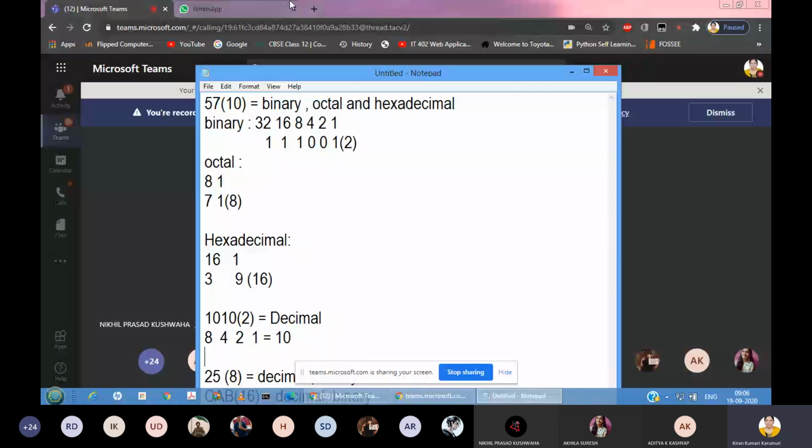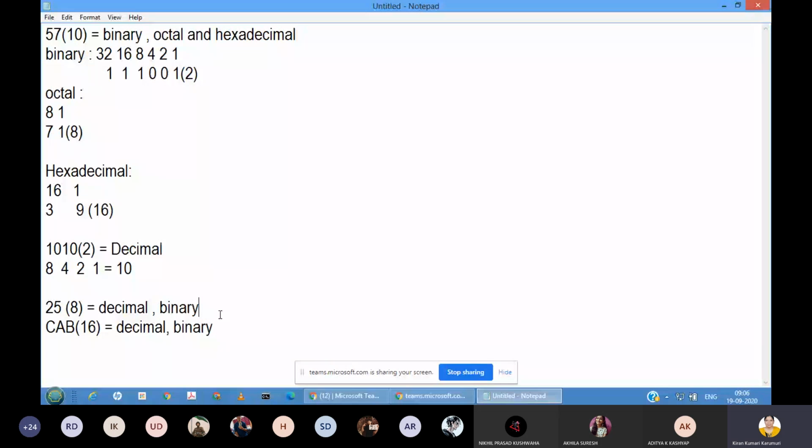Did you understand? Now 25 base 8. First convert it into decimal. So how do we do that? The 8th place, and after the 8th place is the 1st place. So 8 3s are 24, and 24 plus 1 is 25.